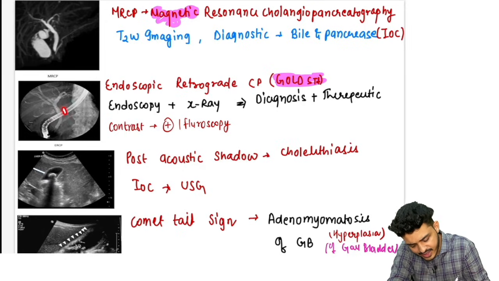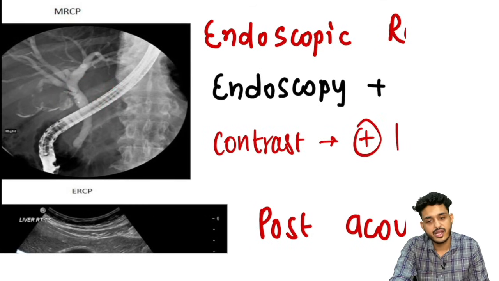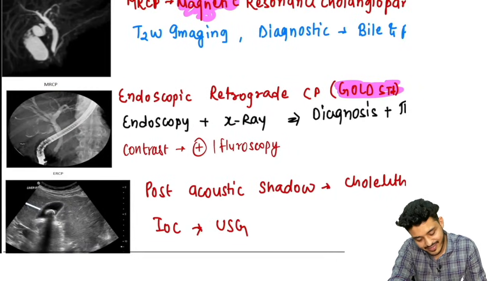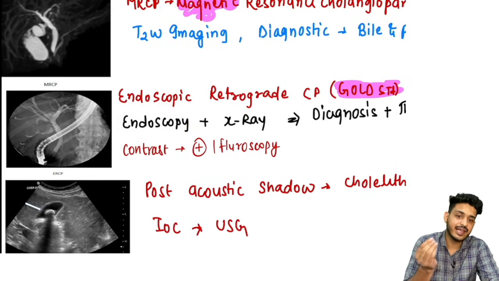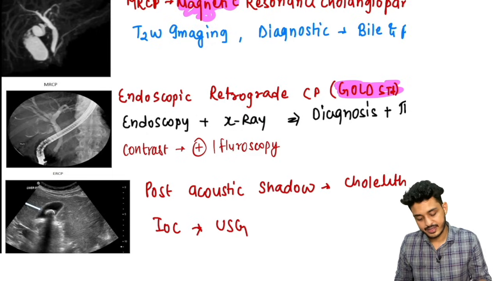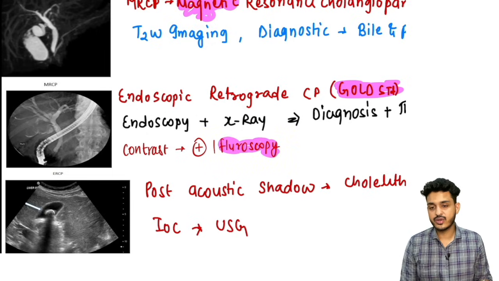So what is this thing? You will be having an endoscope. You can see all the structures. This is endoscopy plus X-ray we are going to do. Continuous X-rays we are going to do. Continuous X-ray or live X-ray is known as what, beta? This is known as fluoroscopy, which we are going to do.